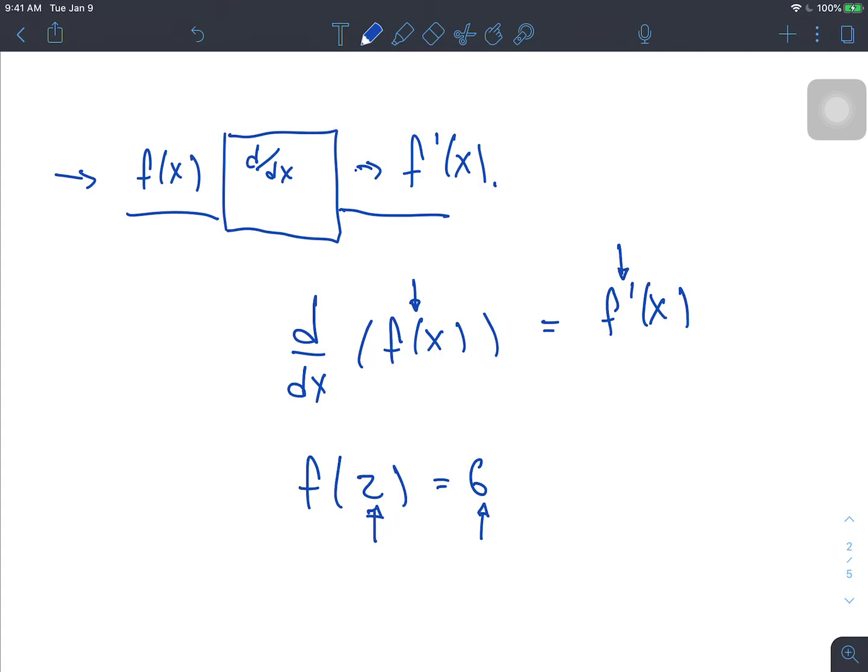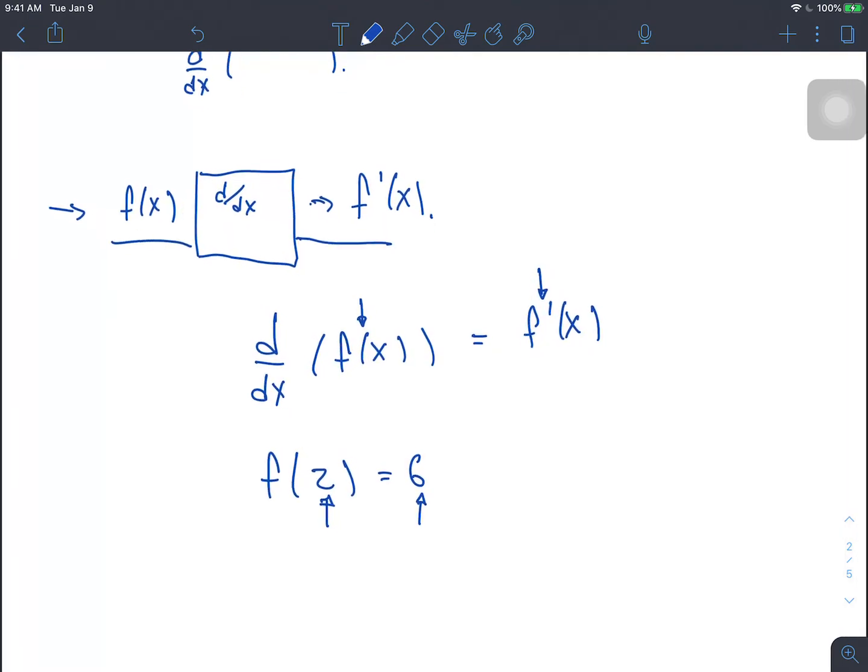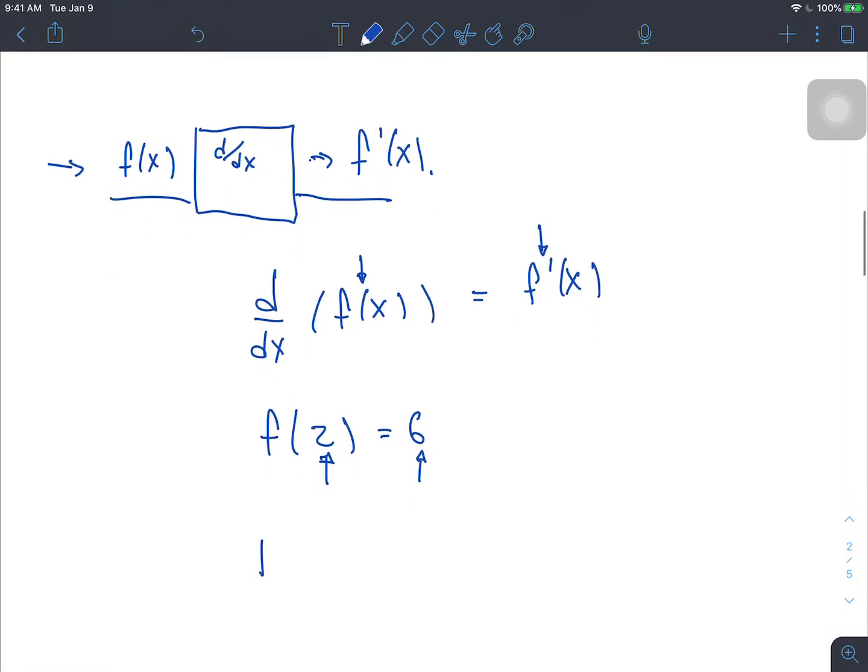Yes, Ashlyn? What's the distinction between d over dx and dy over dx? Great question. I can sum it up as follows. If we have y equals f of x, then d dx of f of x is equal to dy dx.